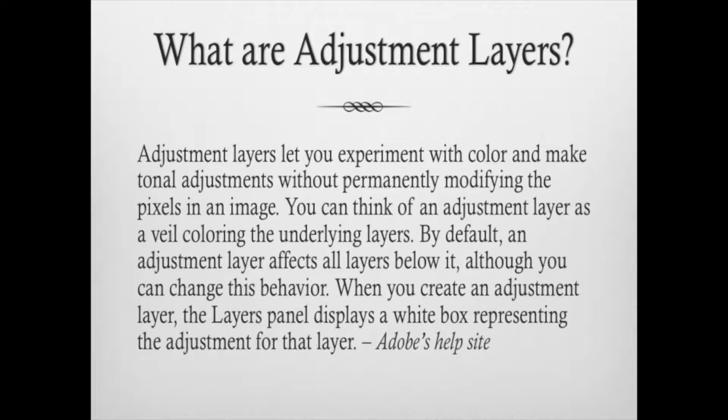First, let's talk about what adjustment layers are. Adjustment layers, according to Adobe's help site, let you experiment with color and make tonal adjustments without permanently modifying the pixels in an image. You can think of an adjustment layer as a veil coloring the underlying layers. By default, an adjustment layer affects all layers below it, although you can change its behavior. When you create an adjustment layer, the Layers panel displays a white box representing the adjustment for that layer.